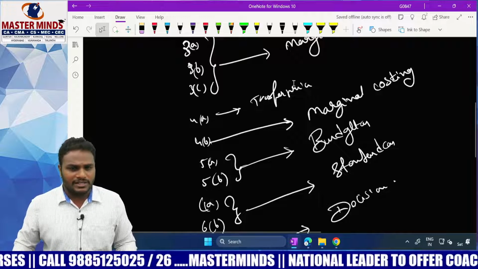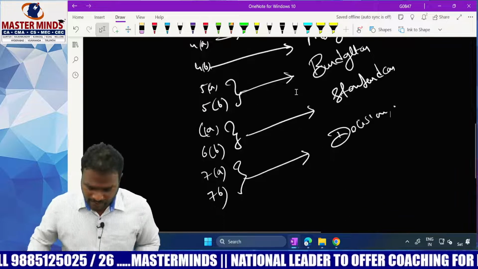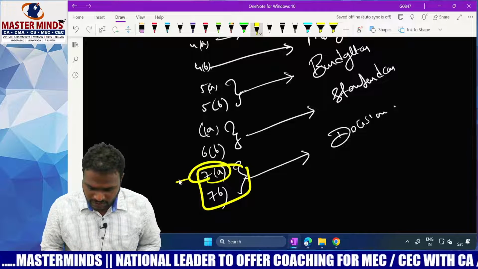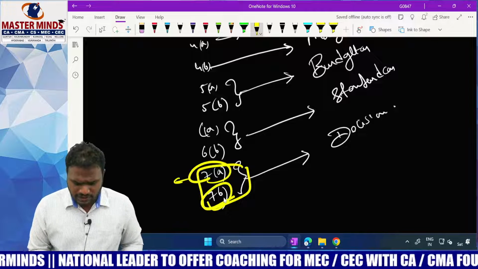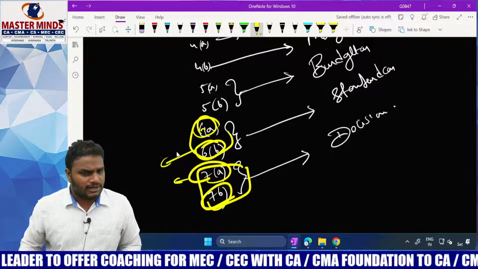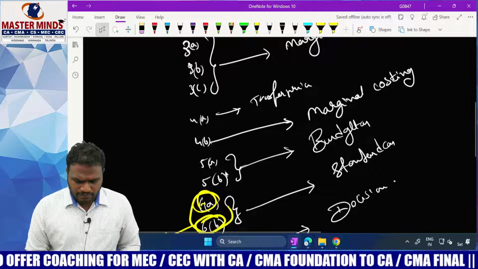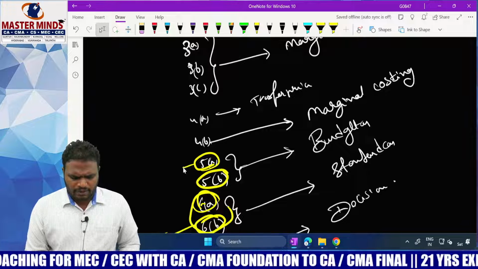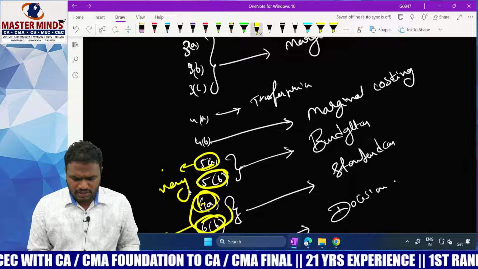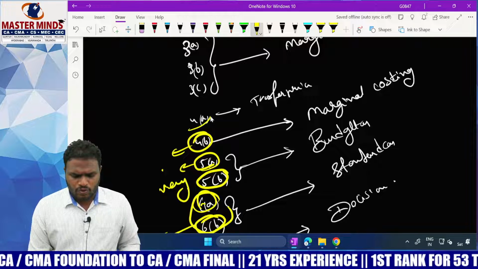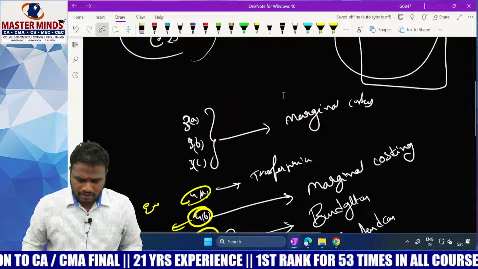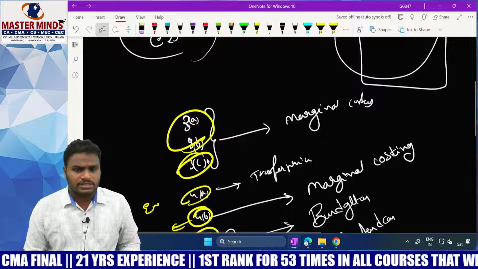Another thing you should observe is, for example, 7A and 7B: 7A is a little bit difficult and 7B is very, very easy. In this, 6A is a little bit difficult and 6B is very, very easy. In budgetary control, 5A is a little bit complicated and 5B is very, very easy. 4A is easy and 4B is a little bit tough. And in marginal costing, 3A and 3B are easy, 3C is tough.